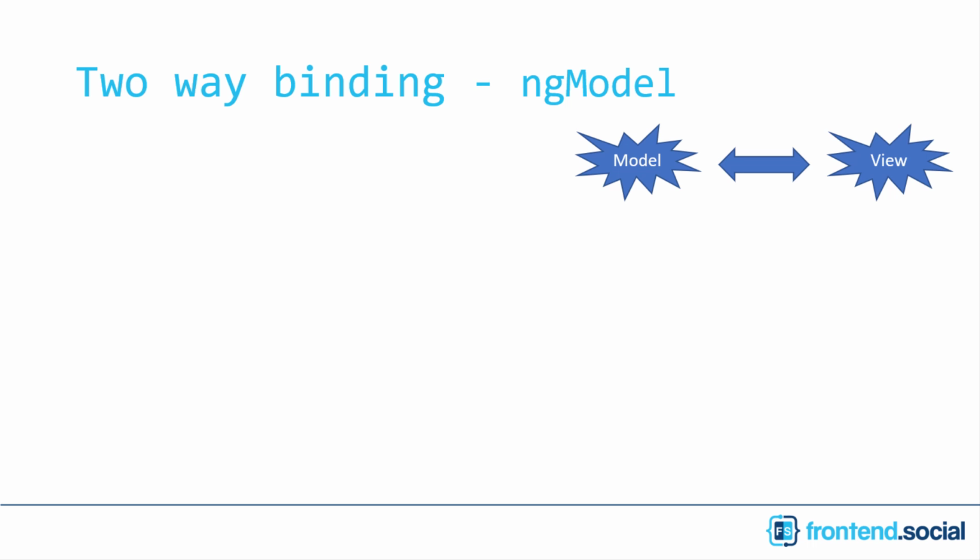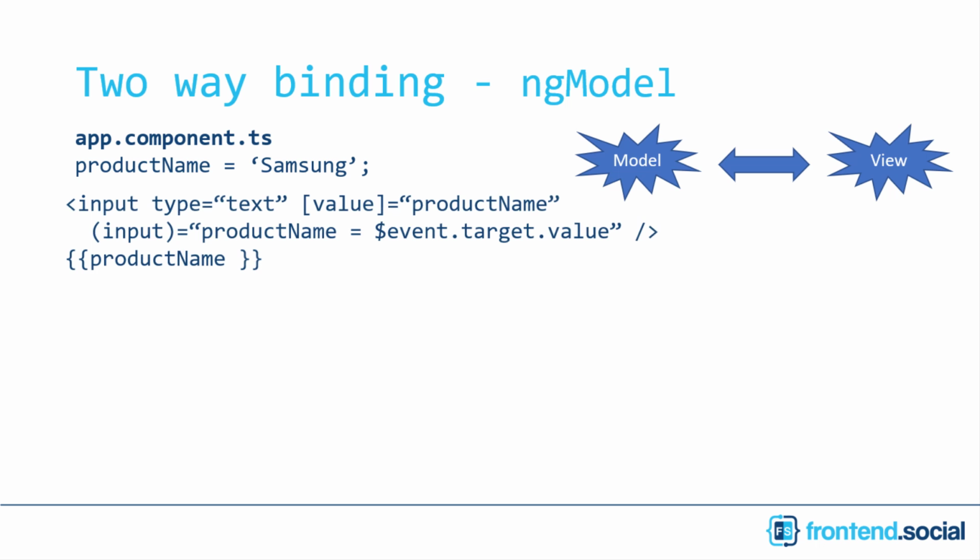Okay, so how to do this in Angular? Suppose you have app.component.ts and inside that you have a productName property with the value Samsung. To do that manually, what you could do is assign the value property of the input box with productName. You can assign an input event. And what is an input event? Any change happening inside the input box will trigger the input event. That means it will fire this expression. What it will do is, as soon as the input event fires, it will change productName with the value that has been entered inside the input box.